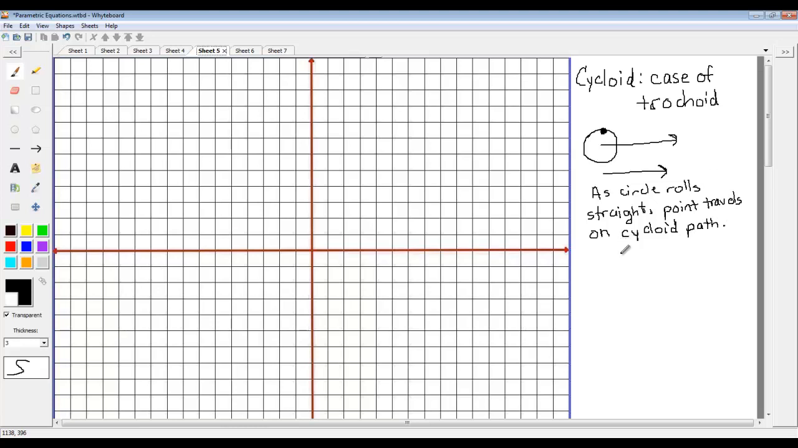Now cycloid is defined parametrically this way. You got x equal to at minus a sine t, and you got y equal to a minus a cosine t. And t could be in negative infinity to infinity. So you just keep on going as long as you want. Okay, but you might be asked to graph a cycloid.